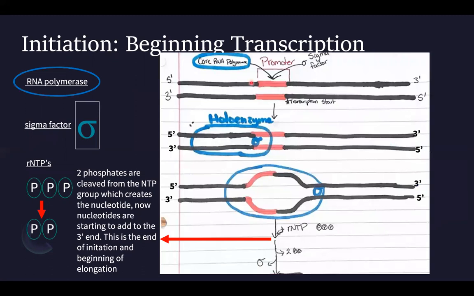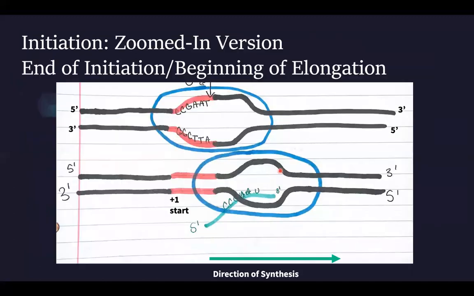All right, so our core RNA polymerase engages with our sigma factor to give us our holoenzyme, which starts the promoter region. However, for us to actually start transcribing, we have to take our 3-phosphate RNTP and cleave 2 of those phosphates and take out our sigma factor in order to actually begin adding nucleotides to our 3' end. So this shows you the end of initiation, beginning of elongation, where our RNA polymerase gets away from our promoter region and starts adding those nucleotides to the 3' end.